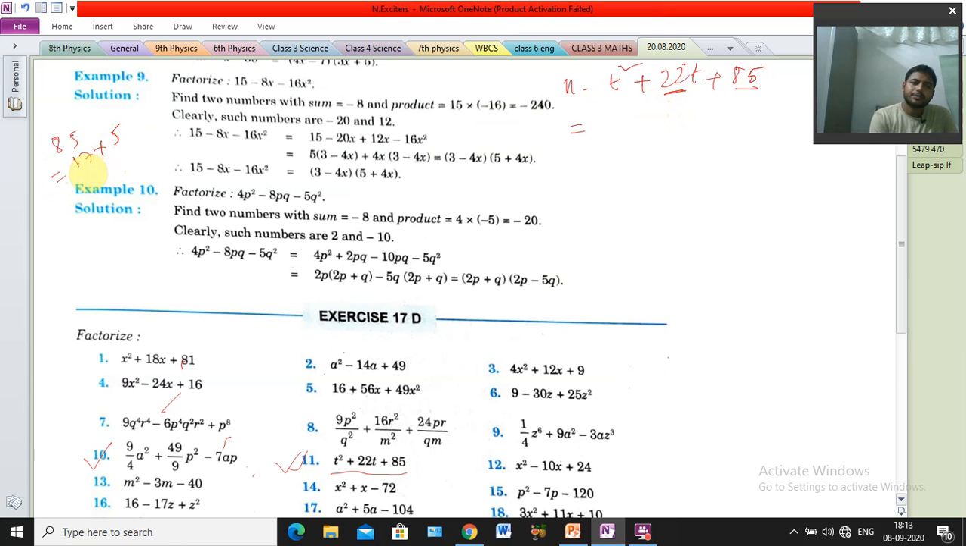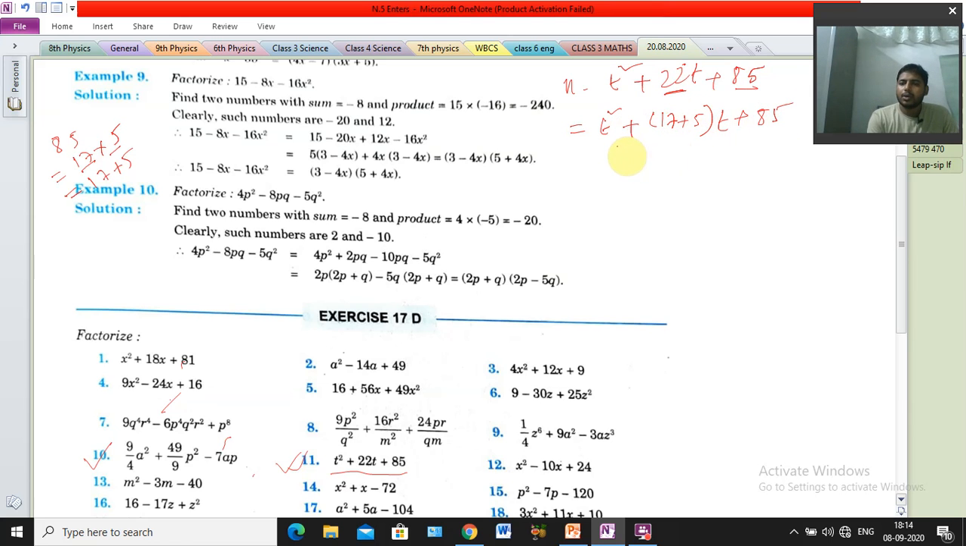Clear or not? 17 into 5. Okay, so if we multiply 17 and 5 we'll get 85, and if we add 17 plus 5 we'll get 22. So that's why we will do like that. That means we can write, instead of 22, 17 plus 5, t plus 85. Clear or not? Understood? t square plus (17 plus 5)t plus 85.